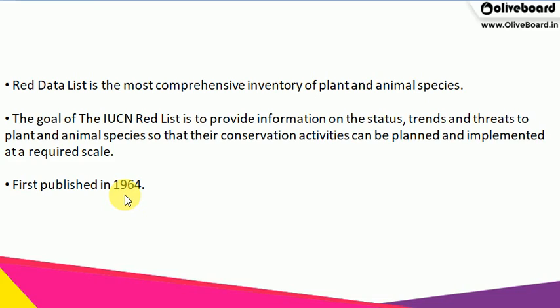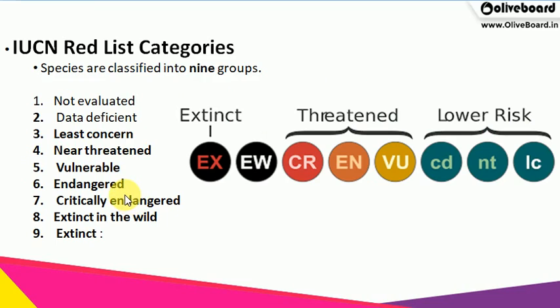It was first published in 1964. So the IUCN Red Data List plays a very important role when governments decide and implement their nature conservation programs. Governments of countries and states take into account the information provided, or the research and analysis provided, by the IUCN Red Data List. So this is what the IUCN Red Data List is all about.